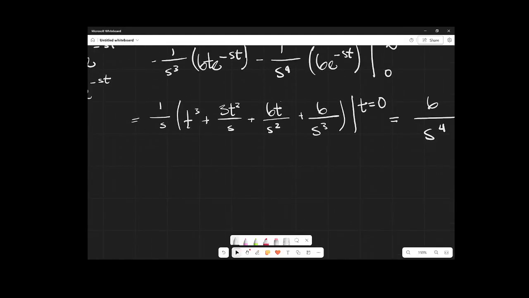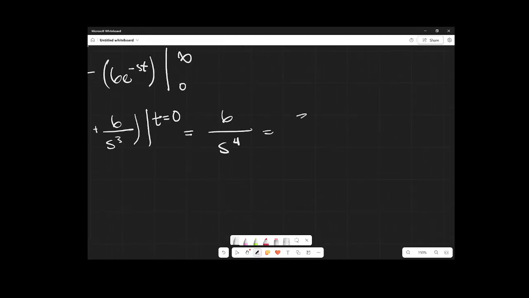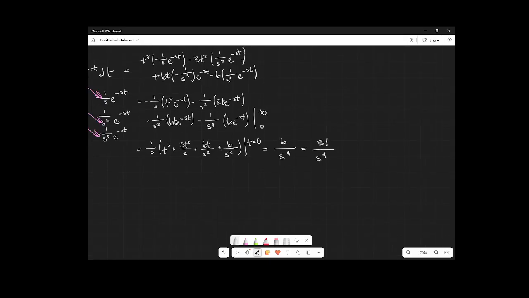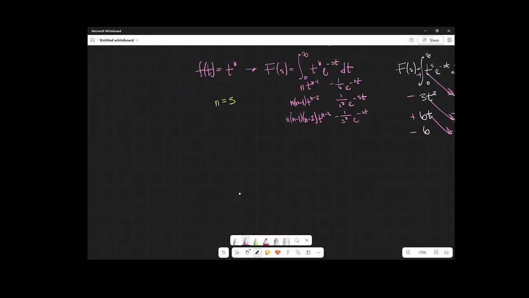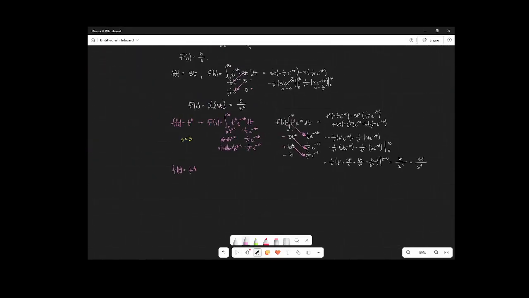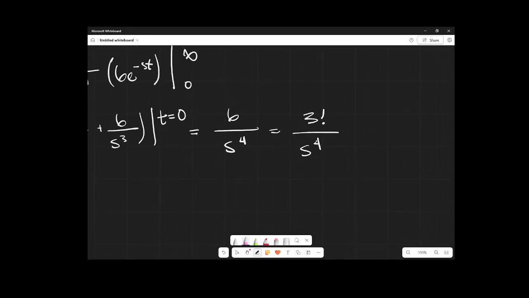And what is 6? Well, 6 is 3 factorial. I want you to keep this in mind because in the next video we're going to talk about this. And this is s to the fourth. Repeat this exercise for f of t equals t to the fourth. So pause the video, repeat the exercise for t to the fourth, notice something, but I'm just going to write it out here.